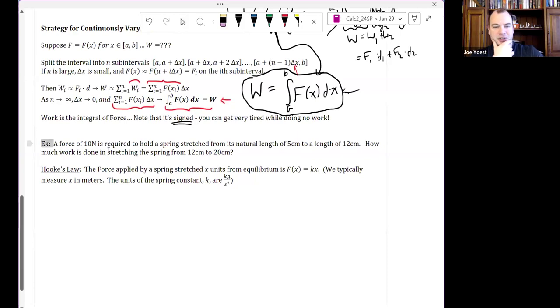Okay, so let's look at an example. A force of 10 newtons is required to hold a spring stretched from its natural length of 5 centimeters to a length of 12 centimeters.